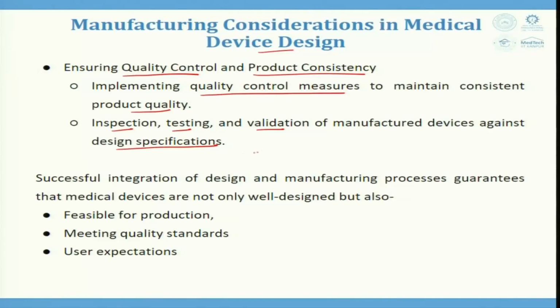Breakdown maintenance is always avoided, because breakdown means the machine has completely come to a standstill and you have to invest something on the machine to get the production restarted again. The production stops there, so that is avoided. So the maintenance part is also taken care of here. Successful integration of design and manufacturing processes guarantees that medical devices are not only well designed, but also feasible for production, meeting quality standards, and meeting the user expectations.